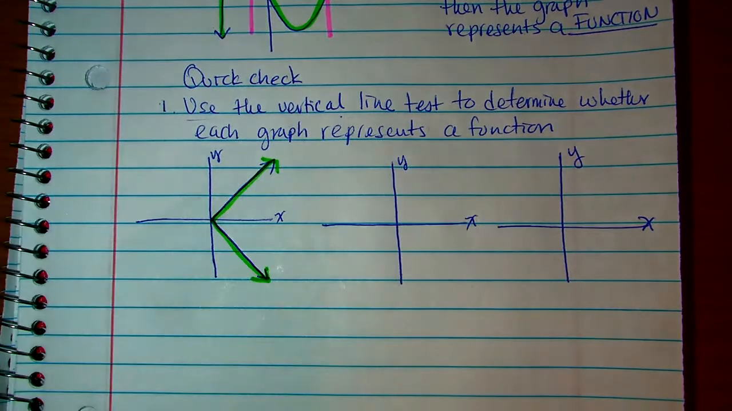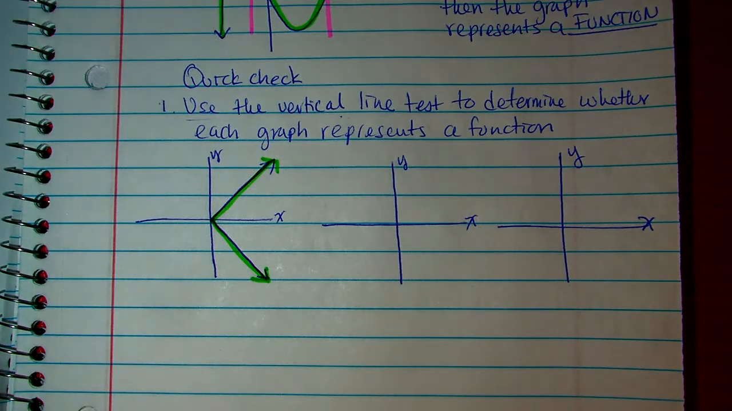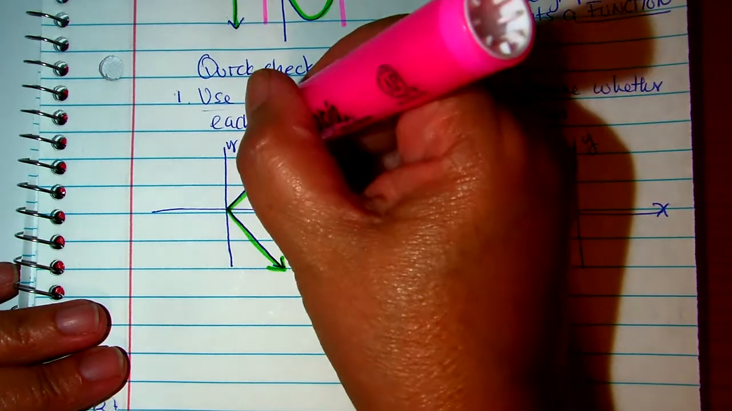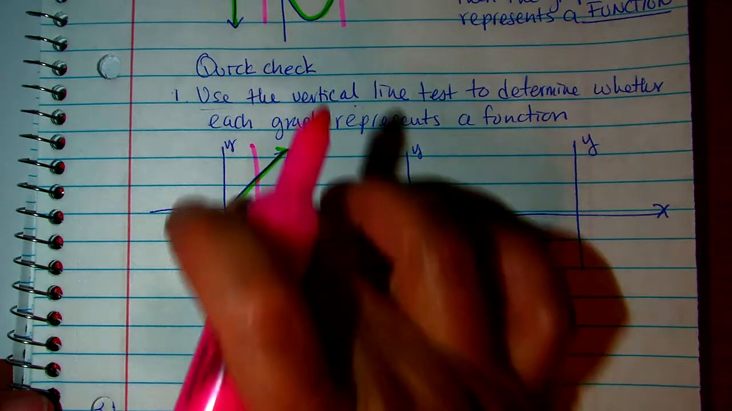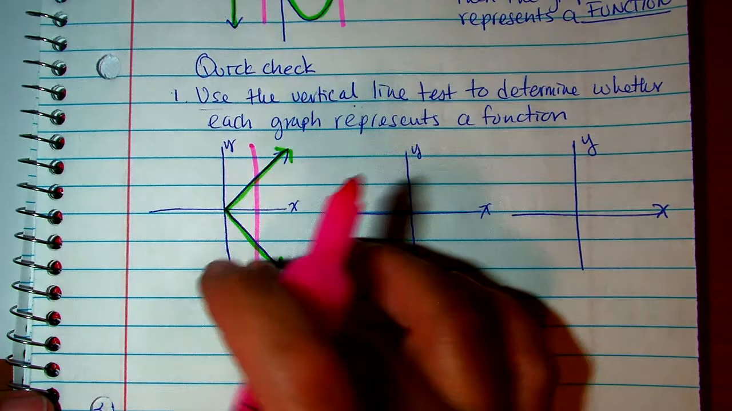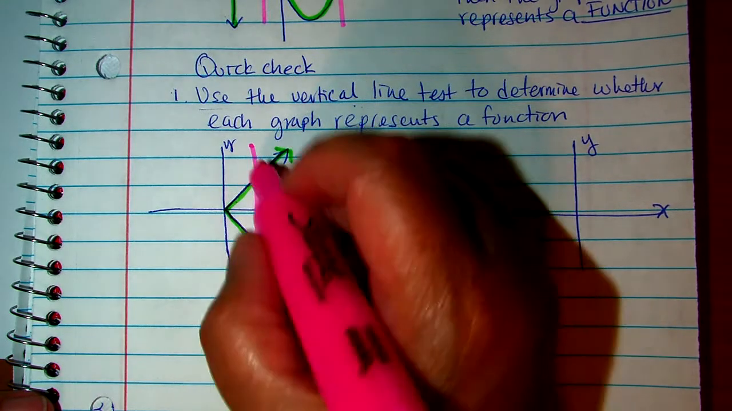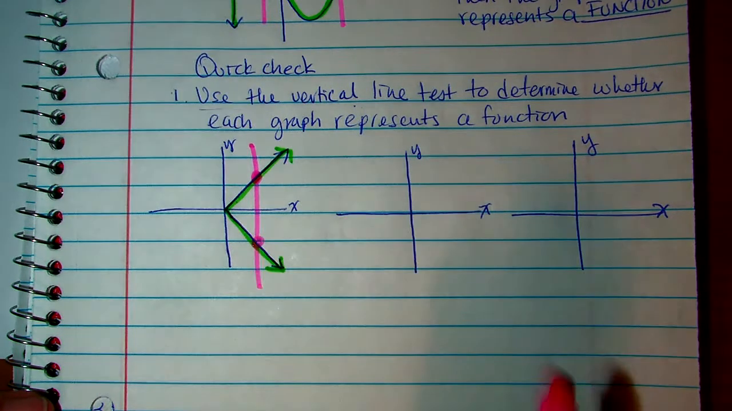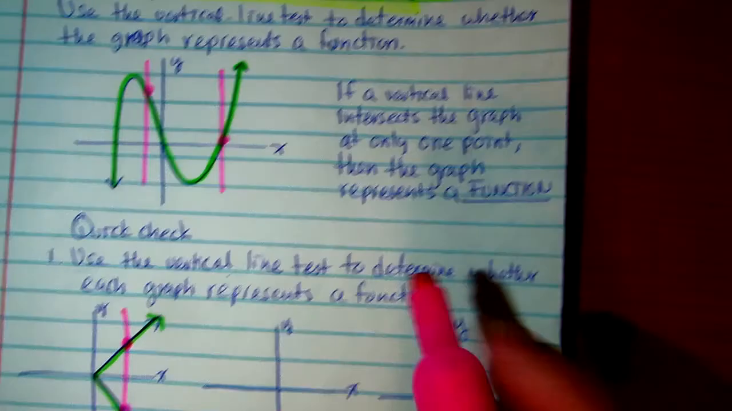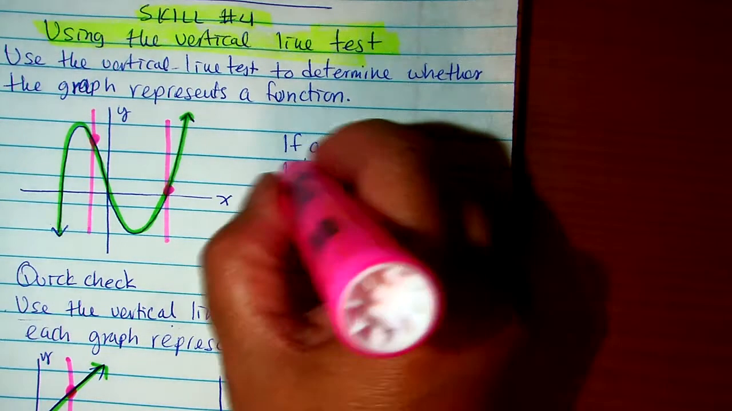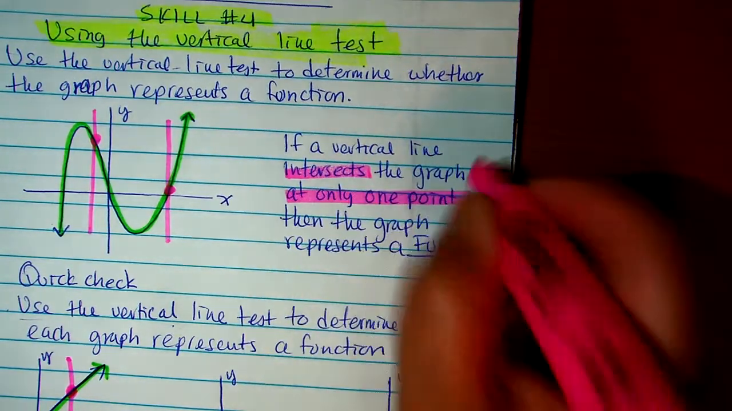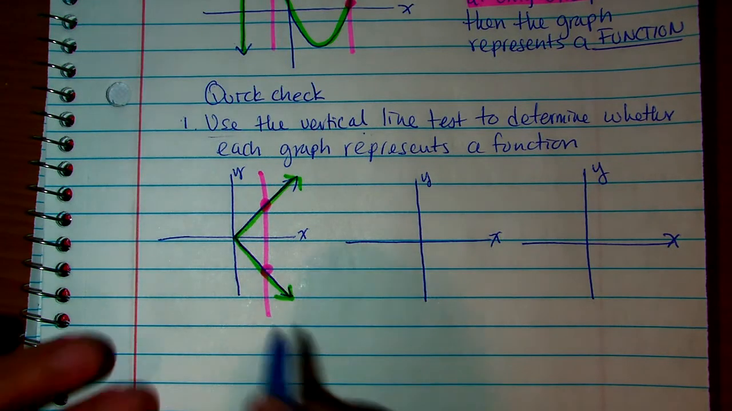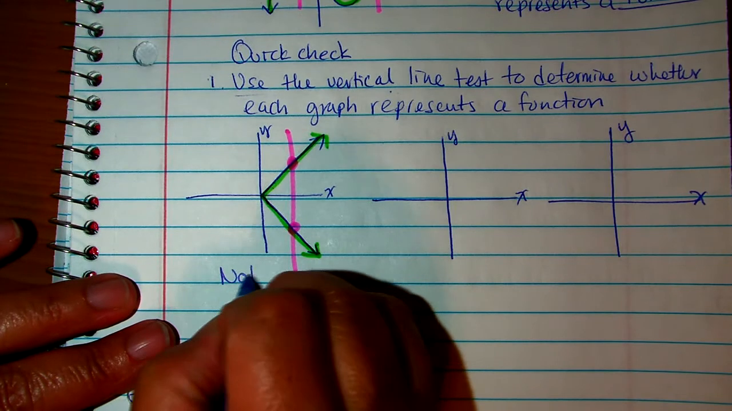You draw the graph, and let's say you draw any vertical line. I'm going to draw a vertical line here. How many times does the vertical line intersect the graph? It intersects here and here. Based on the explanation, you can only intersect the graph at only one point. Does this one intersect the graph at only one point? No, it does not. So this one we say not a function.